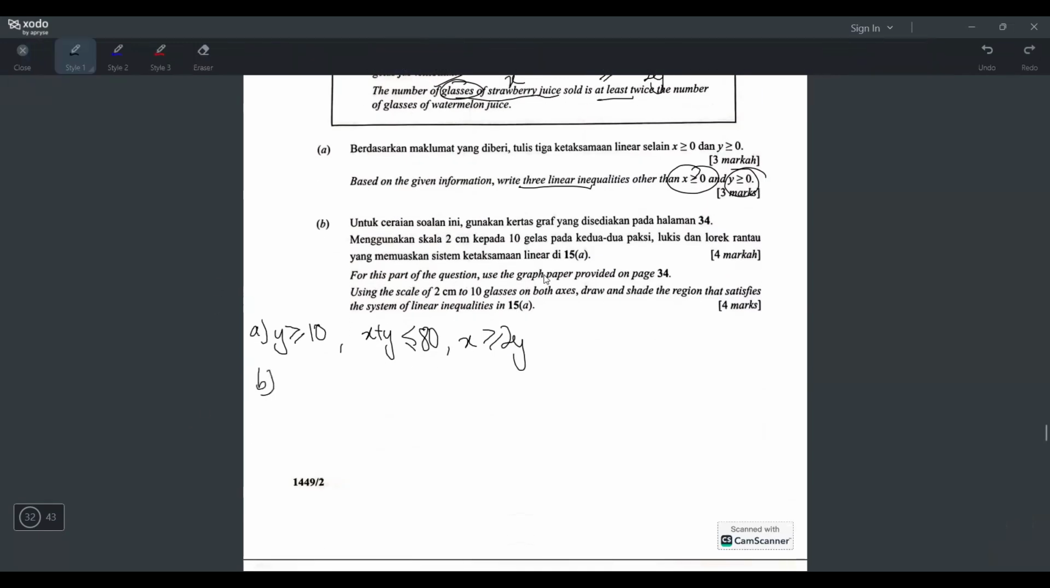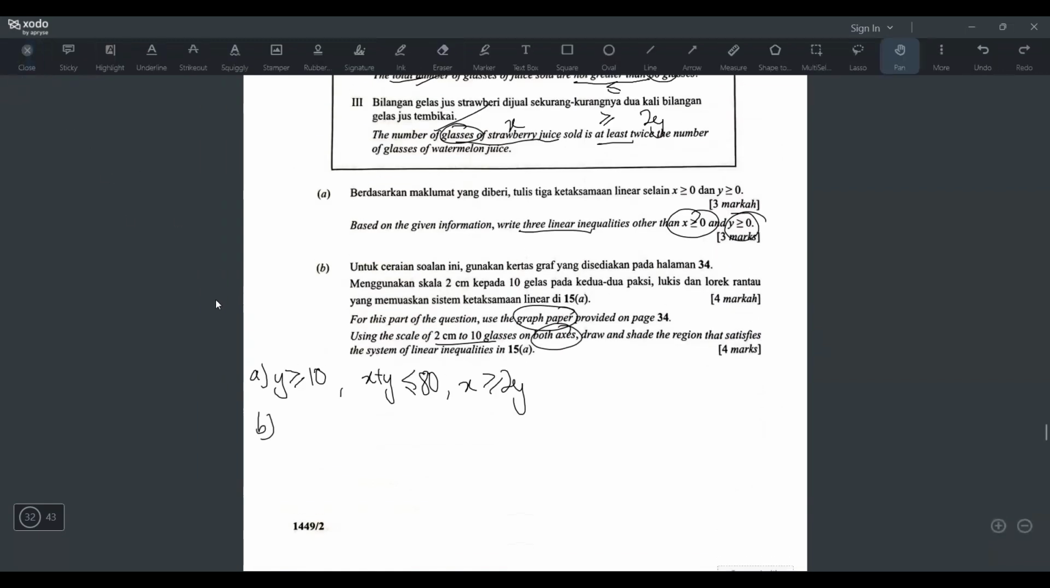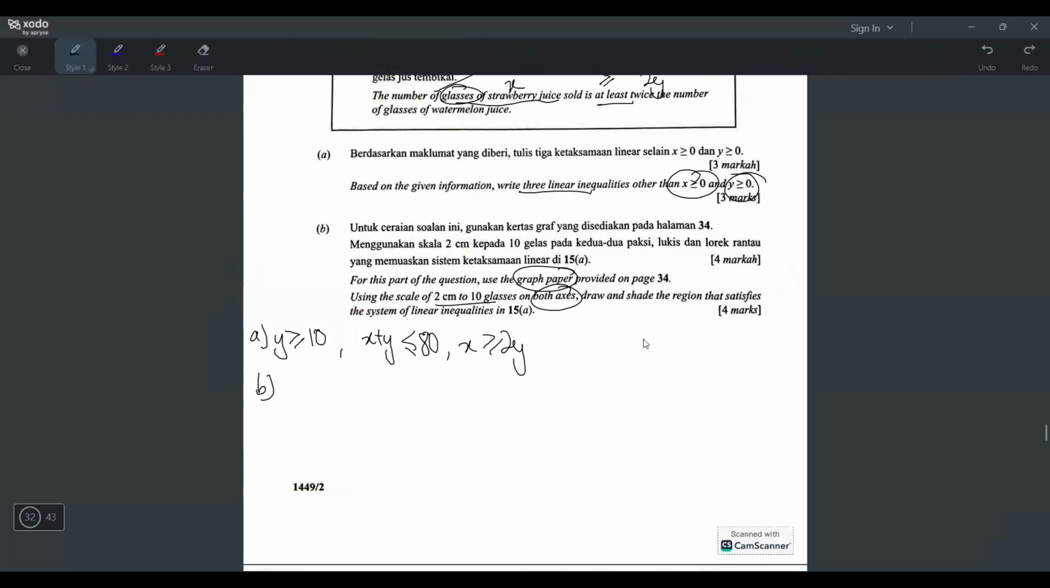Okay, part B, they say for this part of question, use graph paper provided. Okay, using scale 2 cm to 10 on both. Draw and shade the region that satisfies system of linear inequality. Okay, when you see me do graph, I will not straight away go to the graph paper. For this chapter, you need to make sure you find points first. Because even if you go to the graph paper now, what can you do? You can only draw the axis, you cannot draw the line. Because later you need to find points, right?